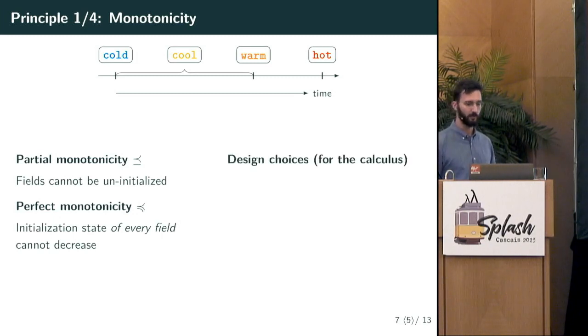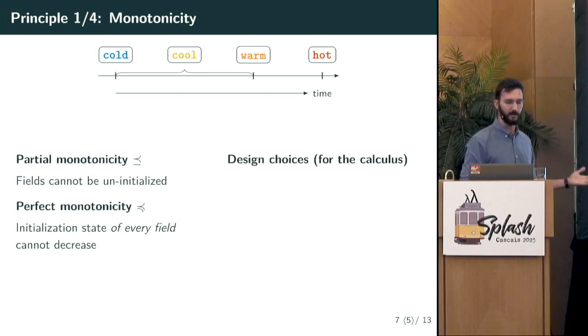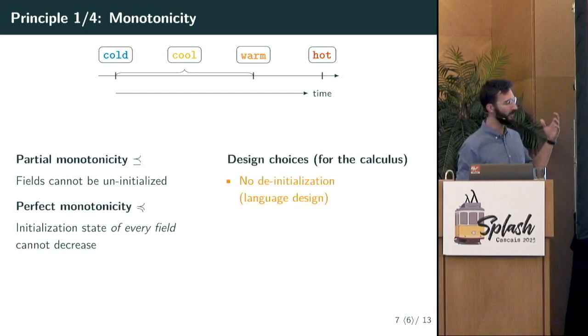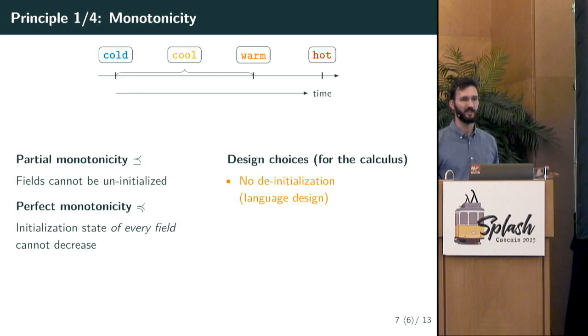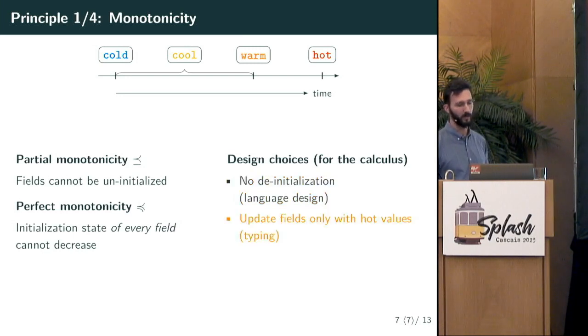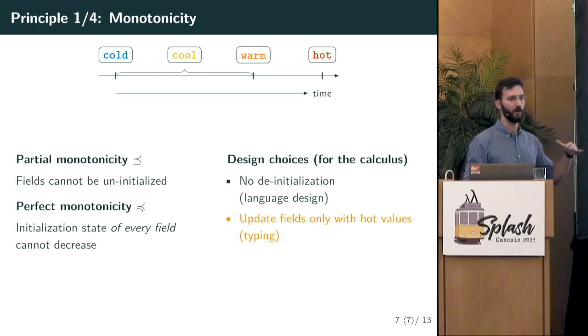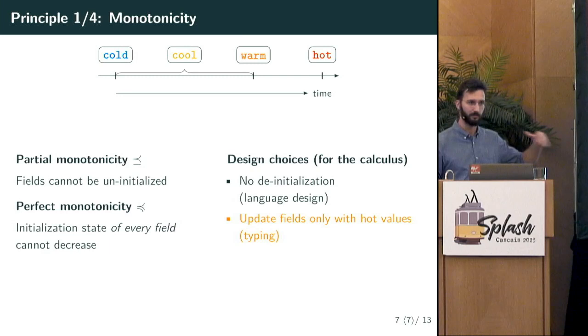In the calculus, we implemented monotonicity with language design. We don't have a way of deinitializing a field, so we don't have null values, those kinds of things. We also have a typing restriction that you can only update fields with hot values. But again, you can enforce the principles in many ways.